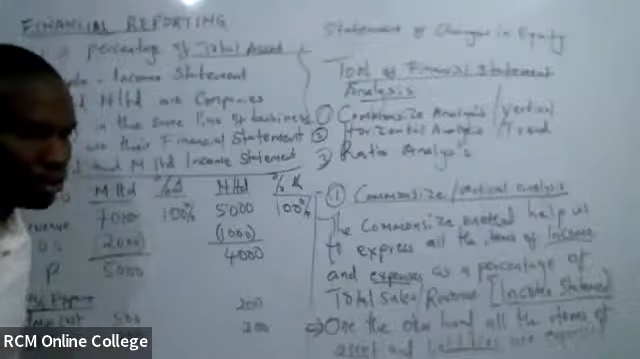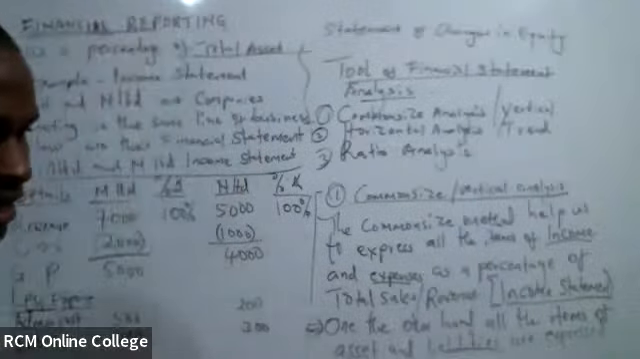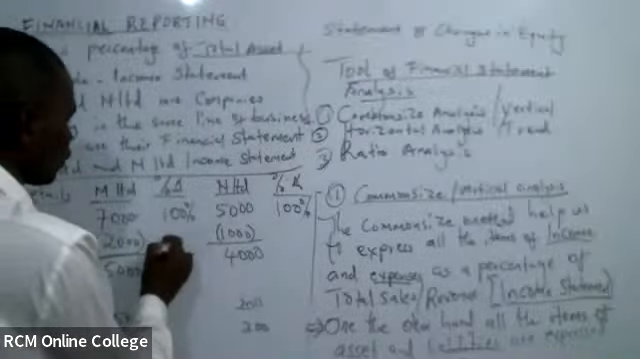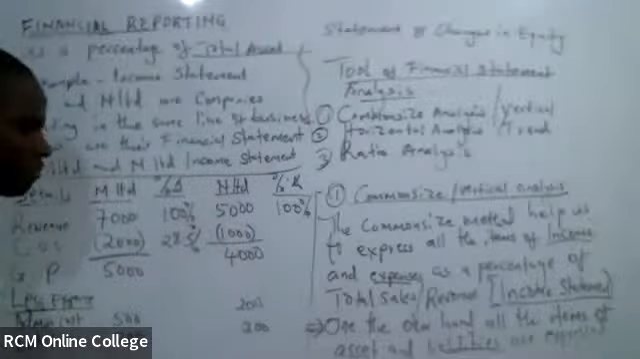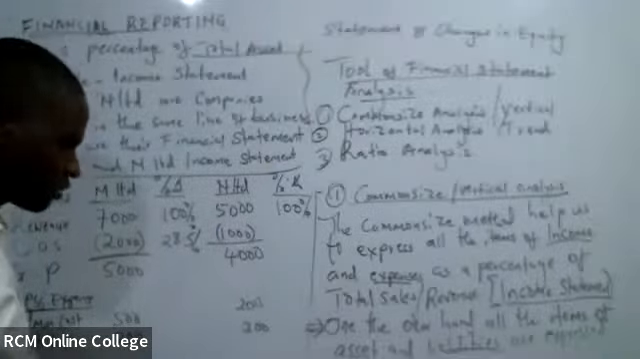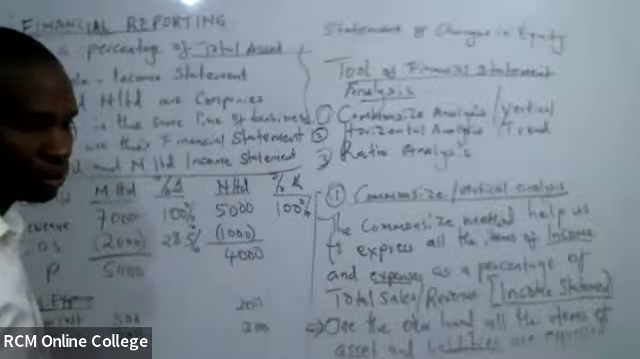Ngapi? Pate hiyo ya M Limited. M Limited 28.5. Thank you so much. 28.5%. That means 28.5% of the total sales were used as the cost of sale.